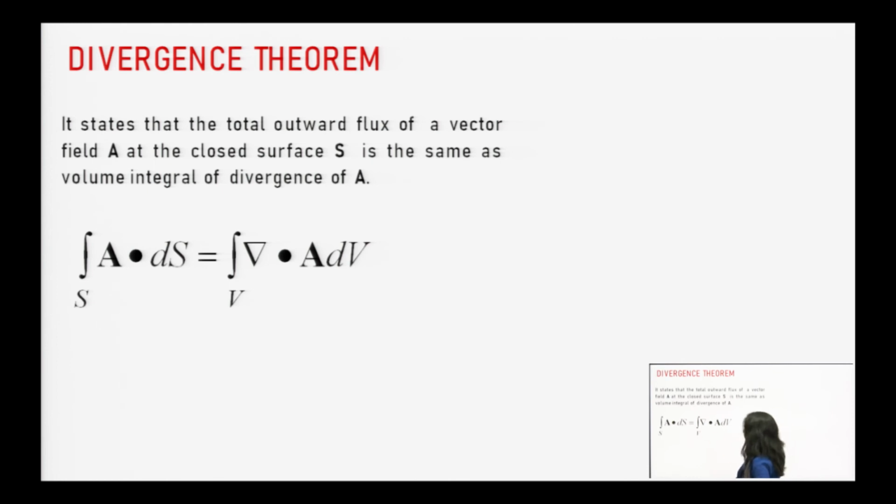Let us see its statement. It states that the total outward flux of a vector field A at the closed surface S is the same as the volume integral of the divergence of A. Mathematically we can express it as this.